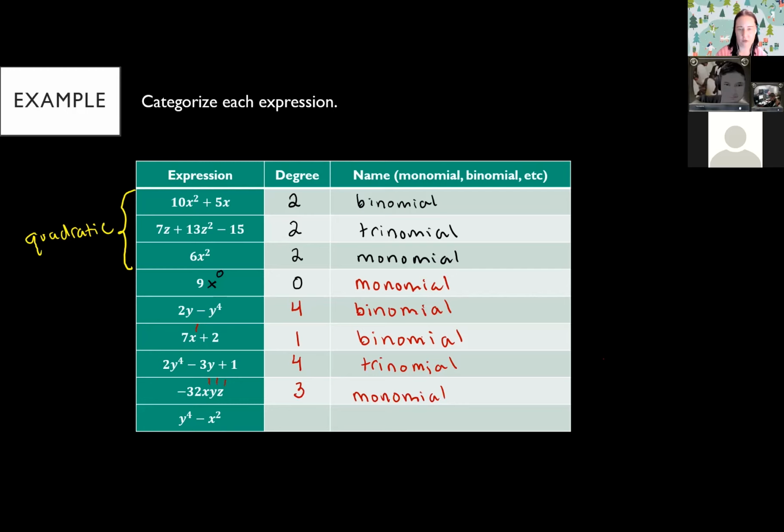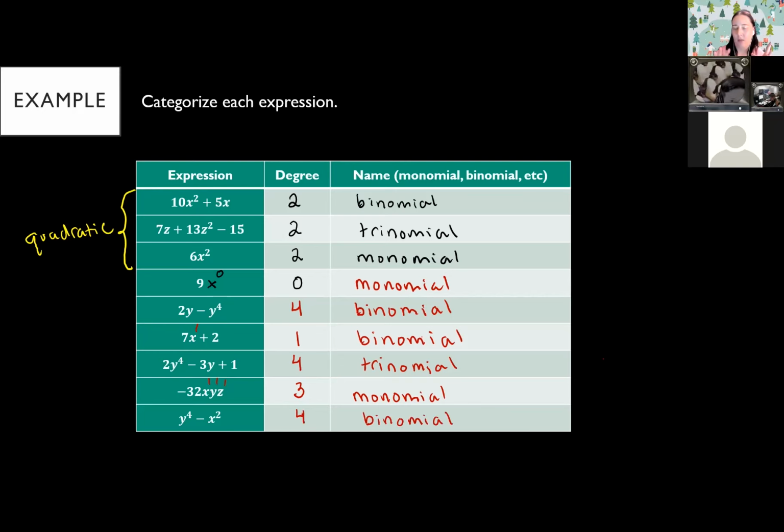Okay, last one. Andrew, if you want to give this one, you can. You were quiet for a while. It's 4 and it's a binomial. That is correct. So the highest exponent here is 4, and it's got 2 terms. So this is a binomial.